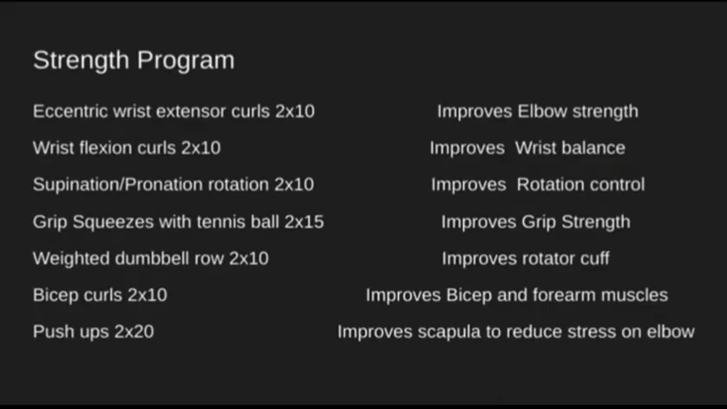For my strength program, we did eccentric wrist extensor curls, 2 sets of 10. We also did wrist flexion curls, 2 sets of 10. Supination and pronation rotation, 2 sets of 10. Grip squeezes with tennis ball, 2 sets of 15. Weighted dumbbell rows for 2 sets of 10. Bicep curls for 2 sets of 10. And push-ups for 2 sets of 20.